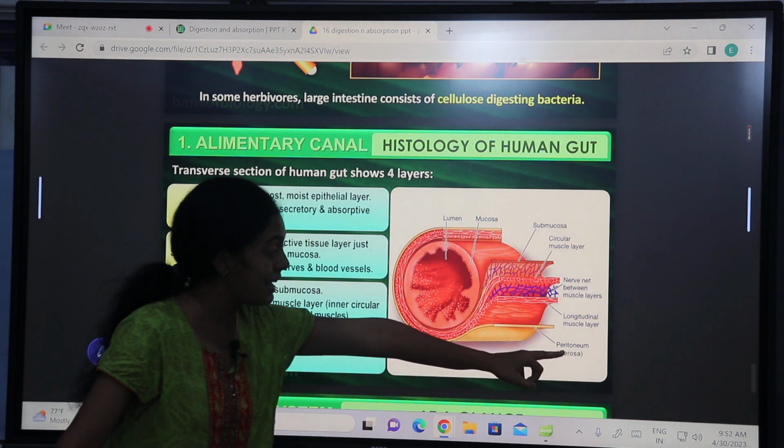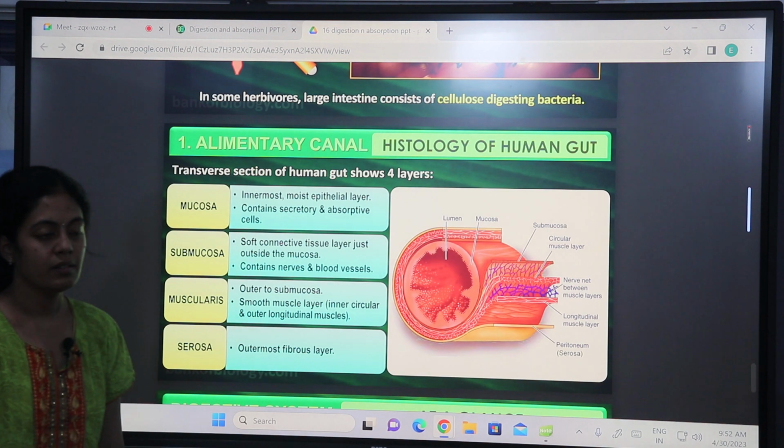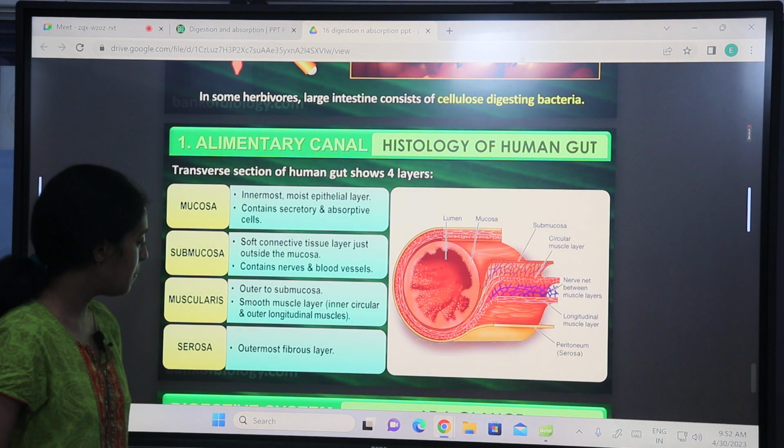Serosa is otherwise called peritoneum. Very important. Serosa is also called peritoneum.